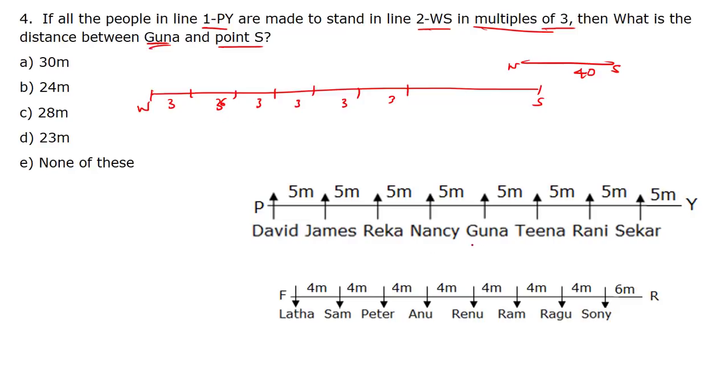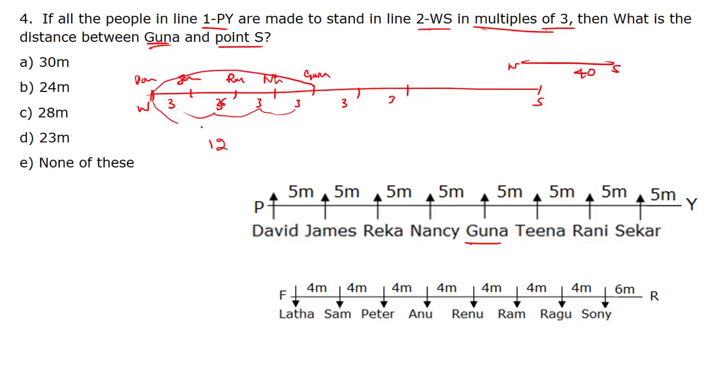Let us write it. Guna is here. So David is here. James is here. Rekha is here. Then after Rekha, Nancy is here. Then Guna is here. The distance between W and Guna would be 3 plus 3 plus 3 plus 3. That is 3 plus 3, 6, 9, 12. So the distance from W to Guna would be 12 meters.